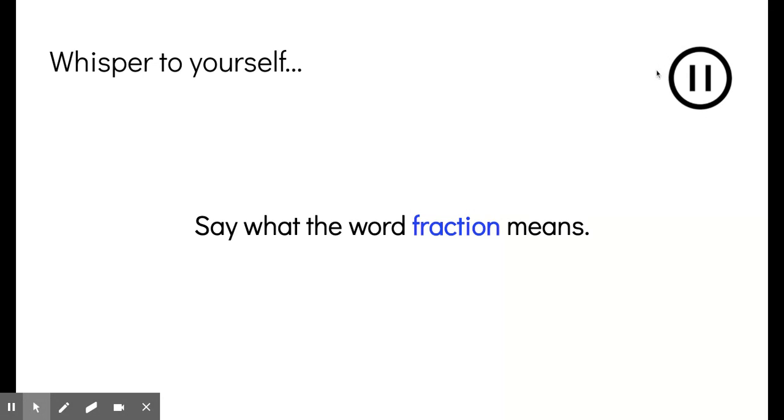You'll see this symbol a couple of times, and it means to press pause. So you can listen to what I ask you to say or do, and then press the pause button if you need a little more time. First, whisper to yourself and say what the word fraction means. Press pause if you need more time to think about it.